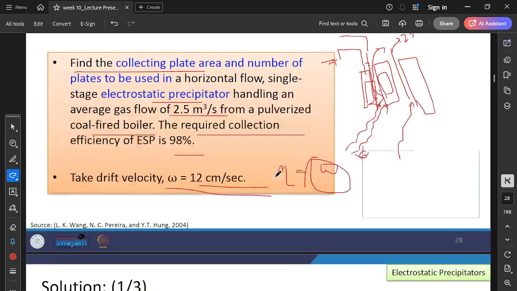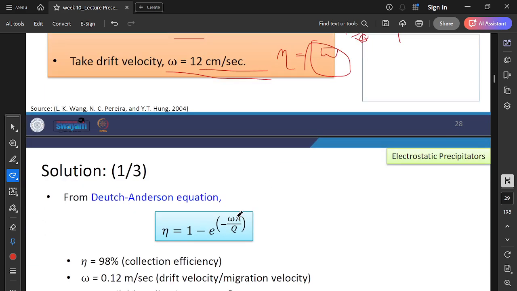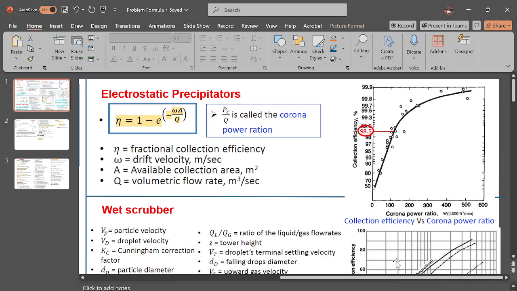They are asking for the plate area. If you know the area, you will get the plate area, then the number of plates you can identify. So eta is the efficiency. This is the Deutsch-Anderson equation that I have given in the formula sheet also. Efficiency equals 1 minus e power minus omega A by Q. What is pending here? Efficiency is 98%, we know. Omega is given as 12 centimeter per second. Q is the known inlet gas flow rate. Then A you can easily find, right?